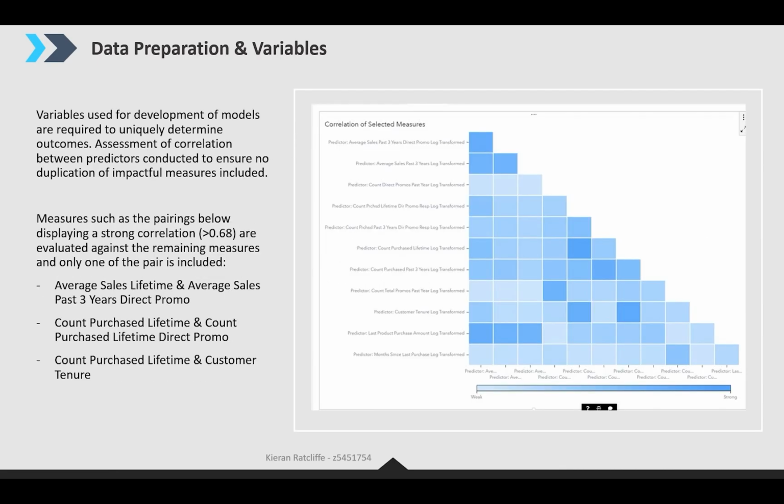In order to develop effective models, the variables used must uniquely determine outcomes and should not have duplicative effects on the model output. Predictive variables shown to have strong correlation, such as those with dark blue squares, were evaluated and only relevant and unique measures selected for model input. A value of 0.68 correlation was used to determine this.